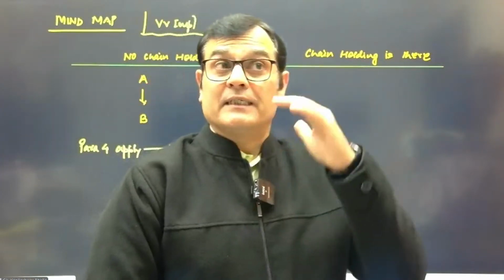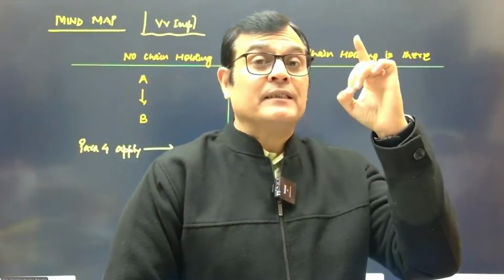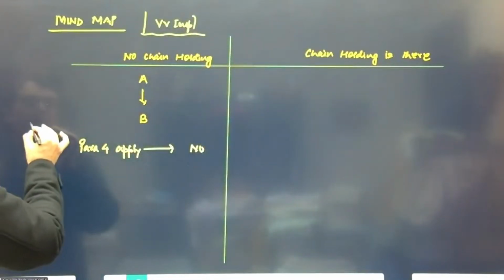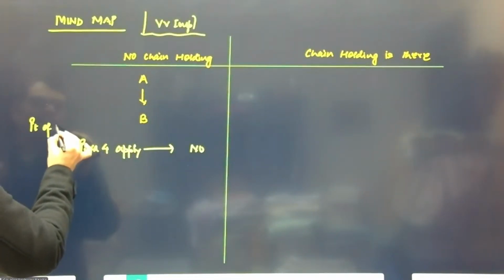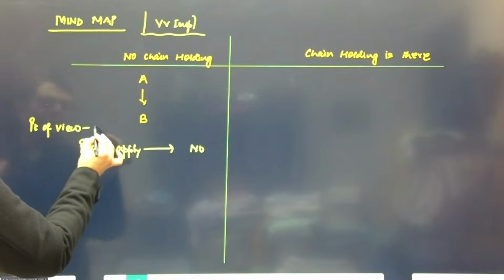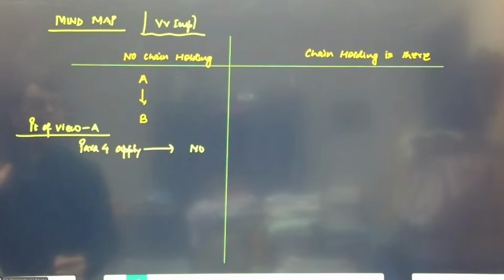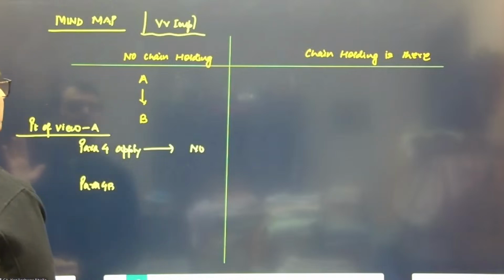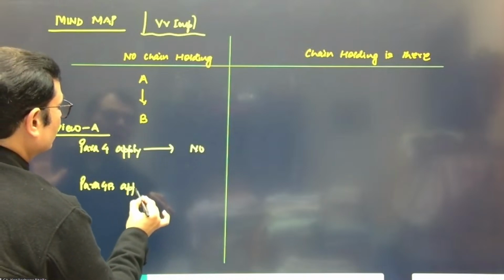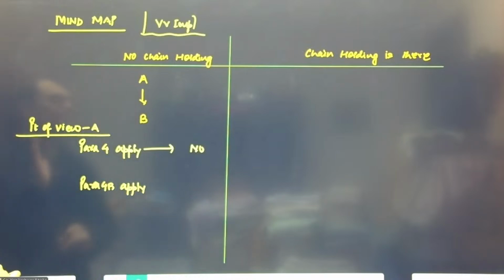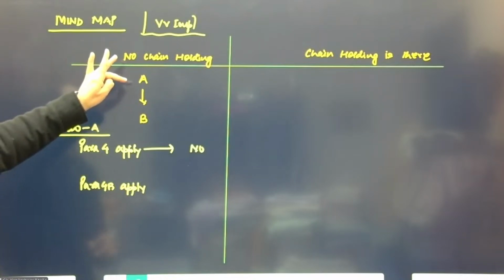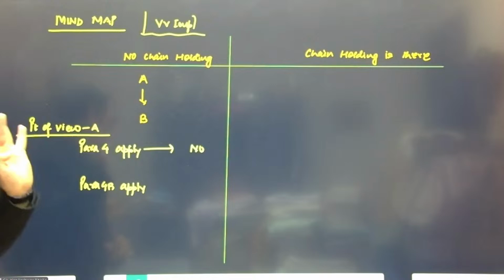Only when there is a chain. Get this very clear. So in this case, A cannot avail para number 4. We're looking at things from the point of view of company A. Para 4A cannot apply. Let's look at para number 4B. Can para number 4B apply? What do you say? Yes or no? Can para number 4B apply to A or not if there is no chain? Yes or no?